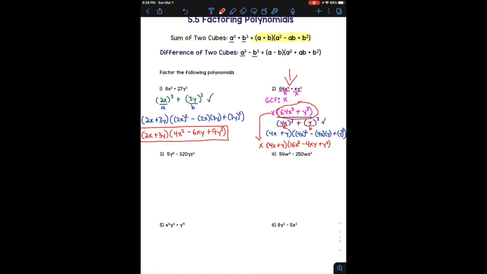Problems number 1 and 2 were examples of the sum of two cubes. In problems number 3 and 4, we're going to see examples for the difference of two cubes. Again, the models are very similar. However, as you can see in the difference of two cubes, we just have to pay attention to the different operations within the two factors.